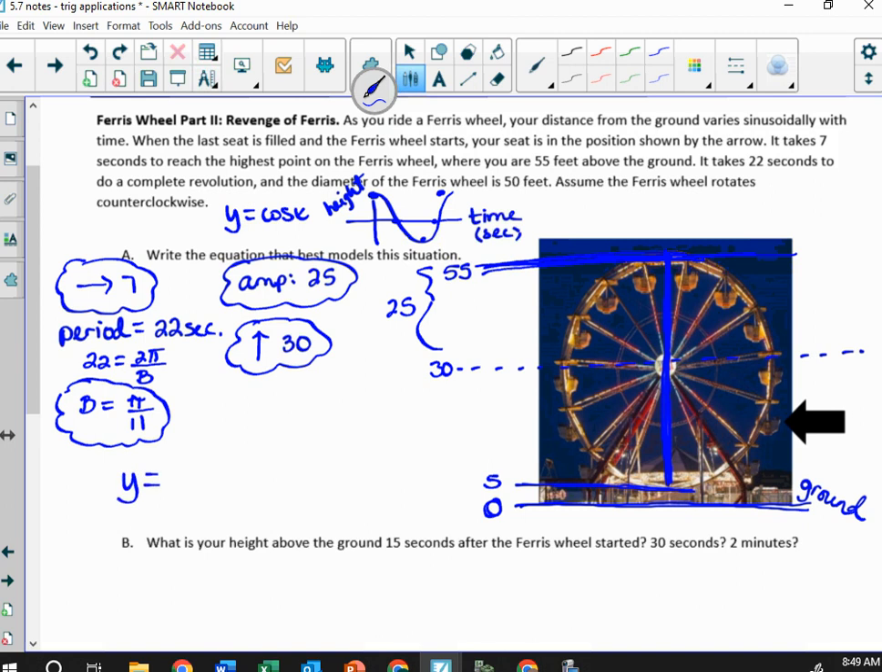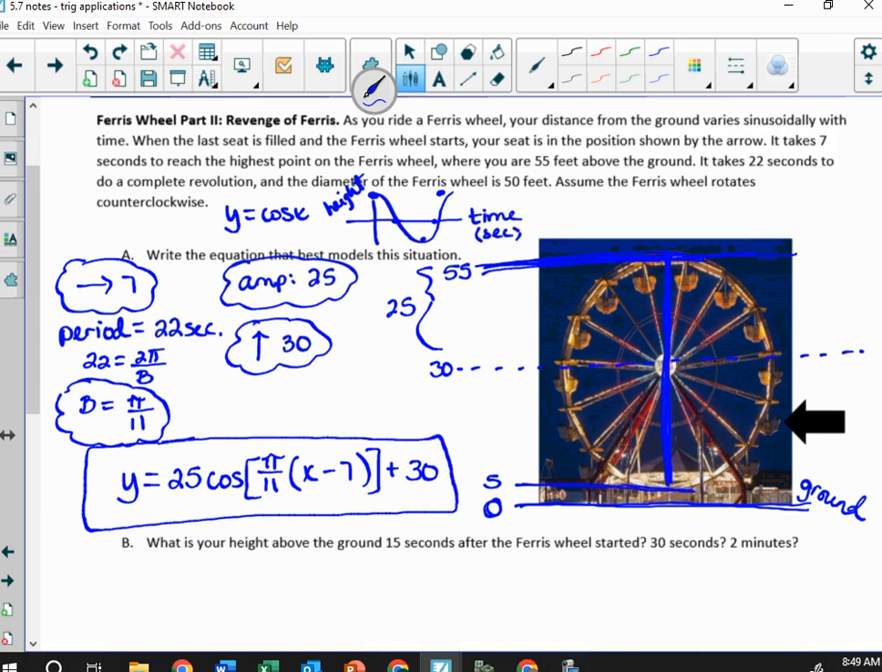All right, amplitude is 25. We said we're doing a cosine equation. B value is pi over 11. In parentheses then, x to the right 7, so minus 7. And then up 30, so outside of all of those parentheses is plus 30. And there is your equation that models this lovely Ferris wheel ride.